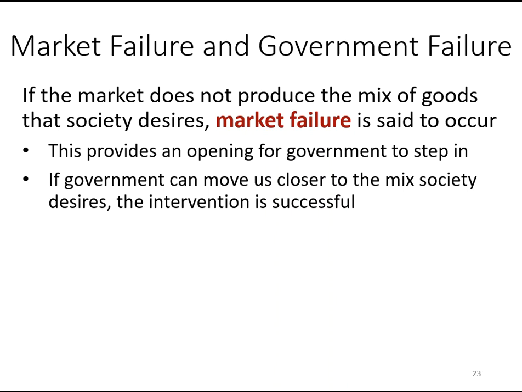So when the market signals do not give the best possible answer to the what, how, and for whom questions, we see that the market mechanism has failed. So market failure is an imperfection in the market mechanism that prevents optimal outcomes. I want to give you a couple examples.